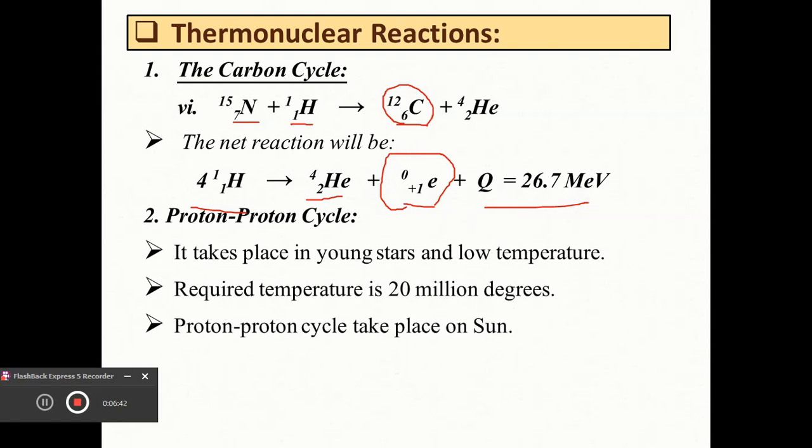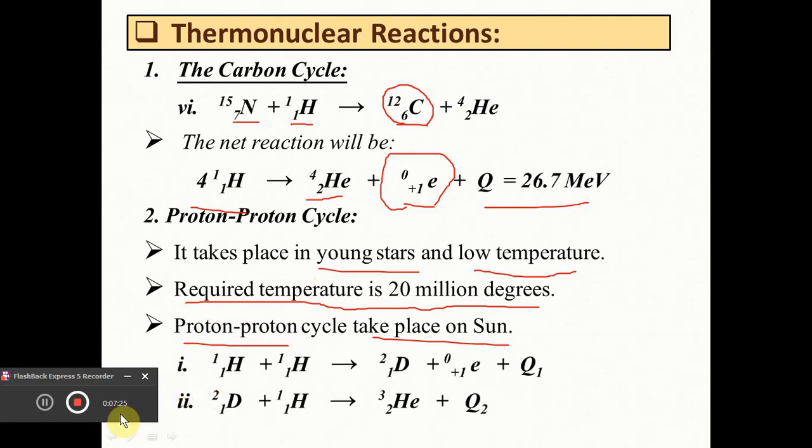Another example is called the proton-proton cycle. It is just like the carbon cycle. It takes place particularly in young stars, generally at low temperature, and requires a temperature of 20 million degrees. The proton-proton cycle takes place on the sun in particular. You can imagine how important this is, because we all get a large amount of energy from the sun. This is the source of a tremendous amount of energy, and the proton-proton cycle is responsible for the energy of the sun.